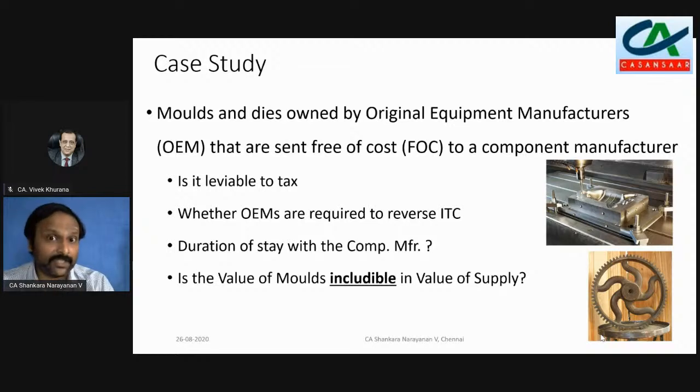But if they had agreed that it is within the scope of the component manufacturer, and in spite of that the original equipment manufacturer sends the molds or dies, then it will squarely become includable in the value of supply by the component manufacturer to the original equipment manufacturer. The value of supply will increase. Consequently, GST will also increase. So this is a transaction which looks similar to job work, but I am of the view that this is not a job work transaction at all.